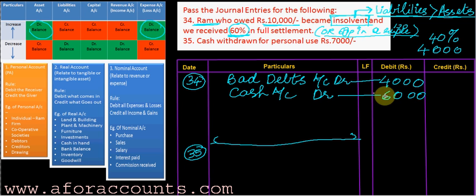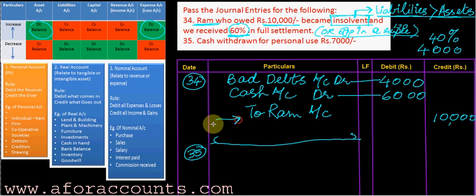Cash account debit 6,000. To whom will I credit? I will credit my debtor's Ram account. Ram account is now closed. It was earlier standing as debit 10,000. Now since I have credited it with the full amount of 10,000, the account is closed. So this is the entry, and it's an important entry, it can be asked in exams.